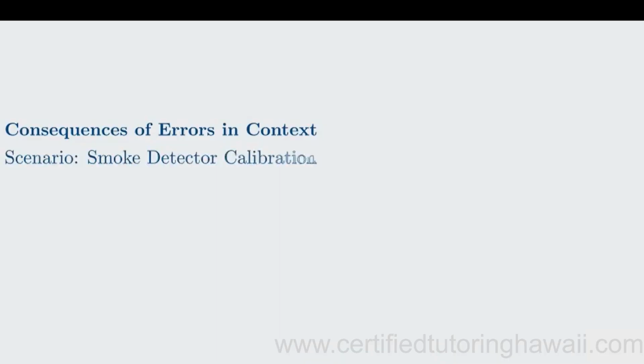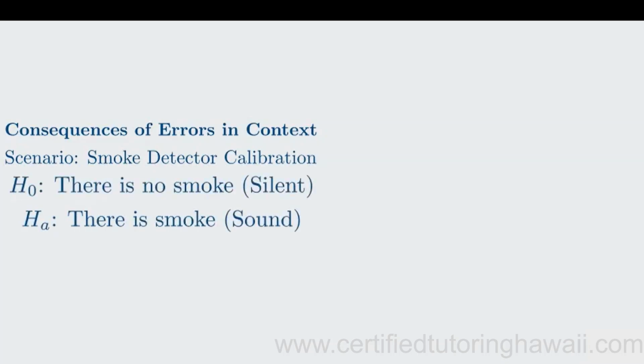To truly master these concepts for the AP exam, you must be able to describe the consequences of these errors in context. Let's work through a detailed example involving safety. Imagine a company that manufactures smoke detectors. They test each unit before shipping. Our null hypothesis, H0, is that there is no smoke, meaning the alarm should stay silent. The alternative, H sub A, is that there is smoke, and the alarm should sound.